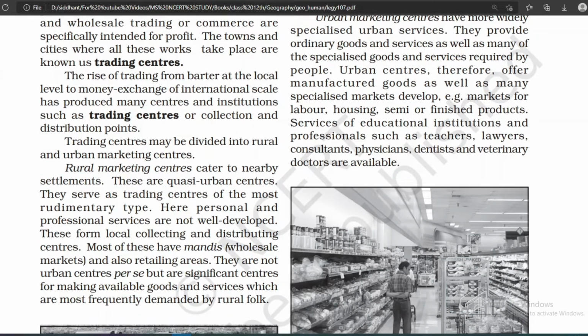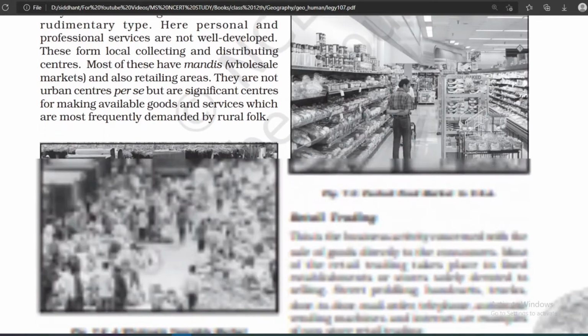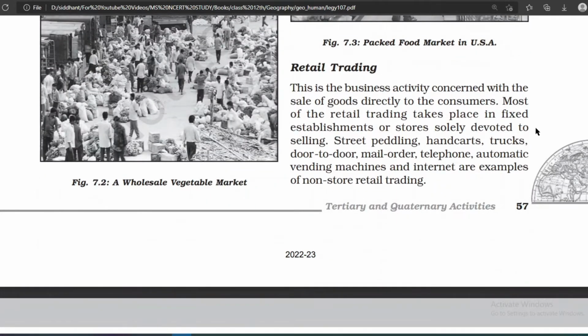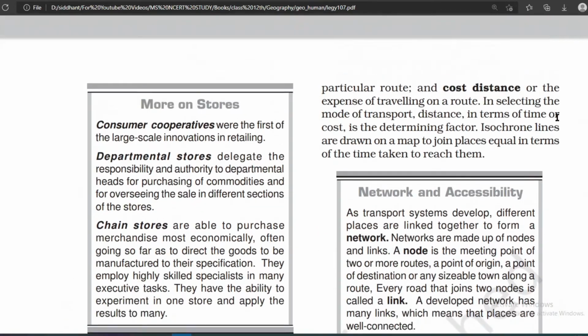Services of educational institutions and professionals such as teachers, lawyers, consulting physicians, dentists and veterinary doctors are available. Retail trading. This is the business activity concerned with the sale of goods directly to the consumer. Most retail trading takes place in fixed establishments or stores solely devoted to selling. Street peddling, handicrafts, trucks, door-to-door, mail order, telephone, automatic vending machines and the internet are examples of non-store retail trading.